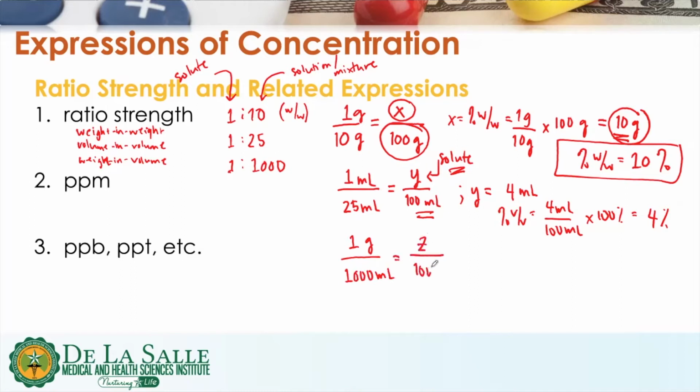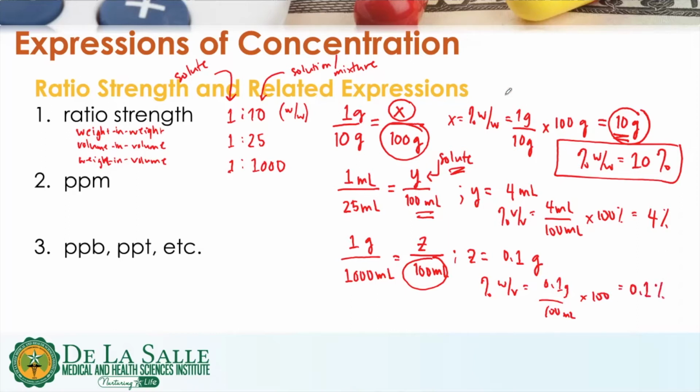So again, we can use ratio and proportion here. So we have Z equal to 0.1. And what is this 0.1? This is the weight in grams of the solute contained in 100 milliliters of the solution. So we can determine the percent weight in volume as 0.1 gram per 100 times 100, and the answer will be 0.1%.